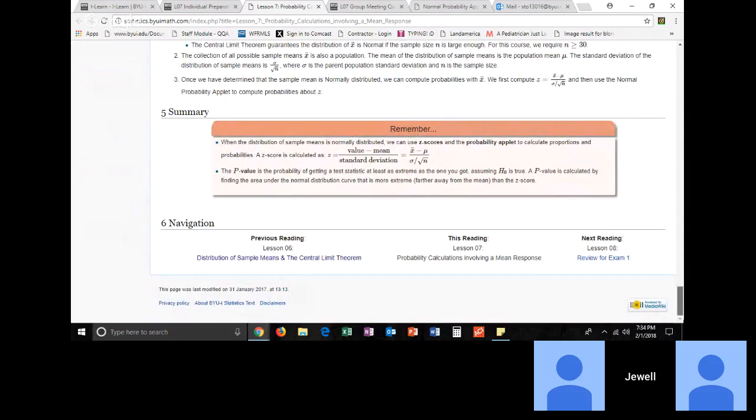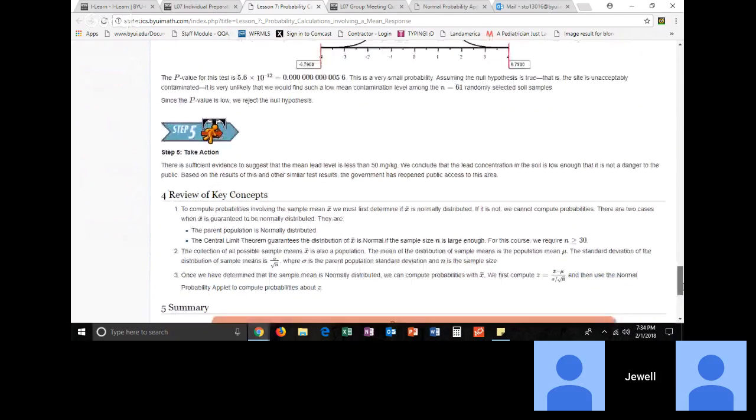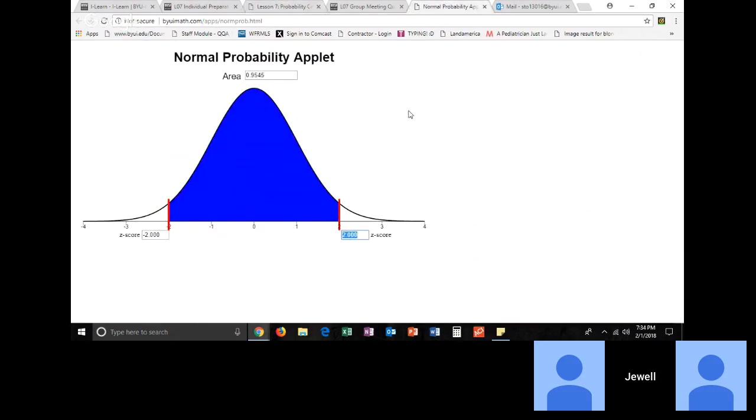I see exactly what you're saying though, because you're assuming that because it's a larger sample size, it would be normal rather than right skewed. So you should be able to use the applet, right? Is that what you said? Yeah, I thought.